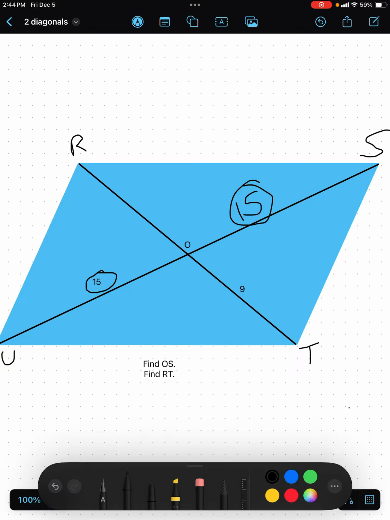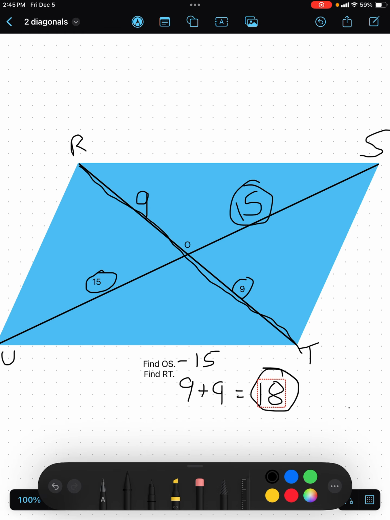Now we're also asked to find RT. So now that is the entire length going from top left to bottom right. And we have part of it here with 9. Now again, since diagonals bisect each other, those two halves of line RT are going to be the same. So this side is going to be 9 as well. But we want the full length of RT. So we would just get that by doing 9 plus 9, which is, of course, 18.